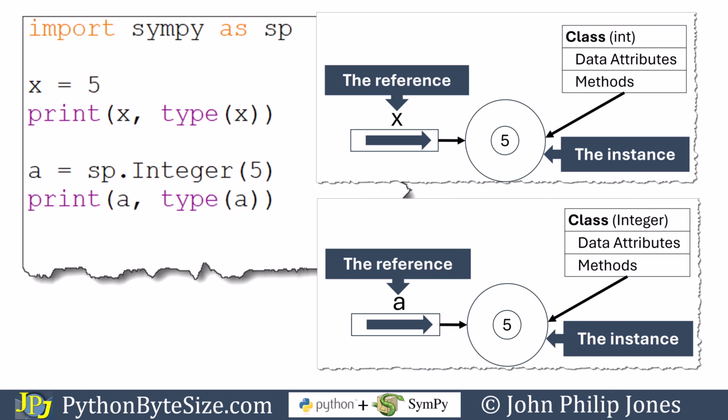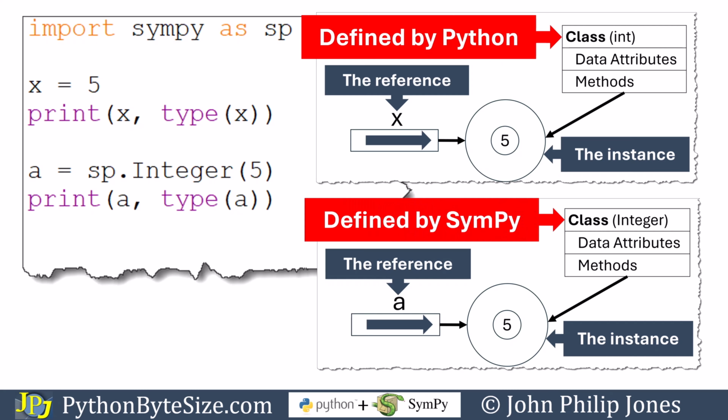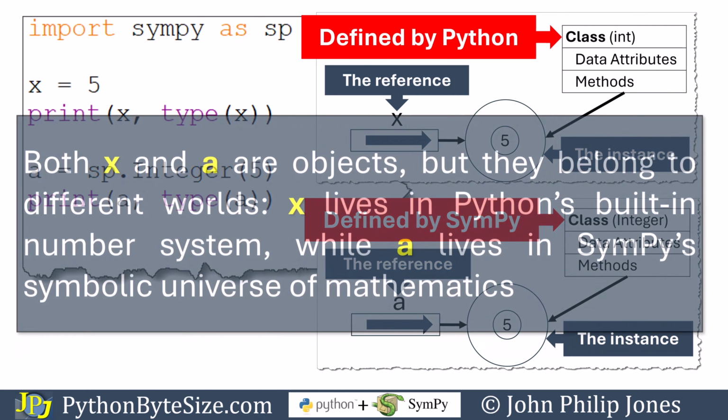So the key to understanding the difference between these two diagrams, and hence the difference between a number in Python and a number in SymPy, is the fact that they do have different classes. This one is defined by Python, and this one is defined by SymPy. We could summarize this as follows.